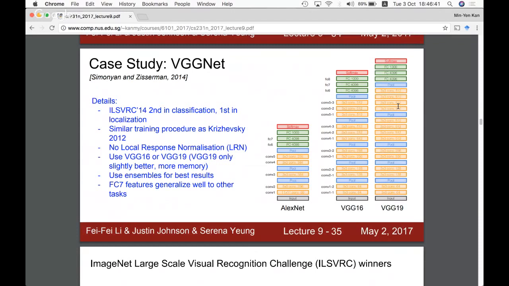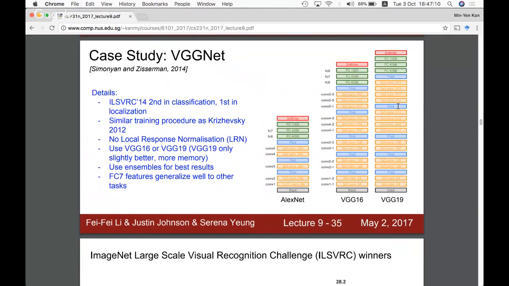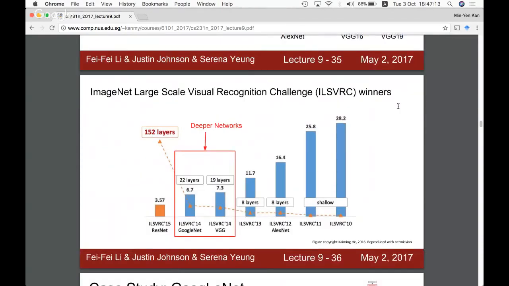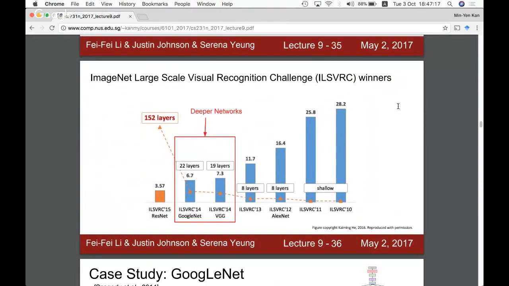Use an ensemble for better results. Finally, the FC7 features, the fully connected features, can also be generalized to other tasks. If you're training on images, you can just use FC7 as feature vectors for your other classification tasks. You can just put them into an SVM and do the classification if you don't want to retrain the whole network. So that's it for VGG. Next we'll move on to GoogleNet.